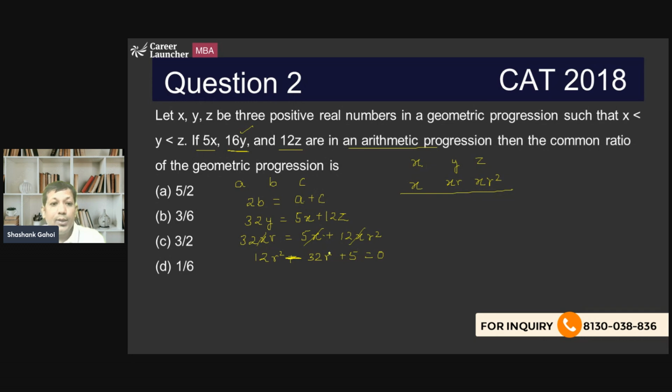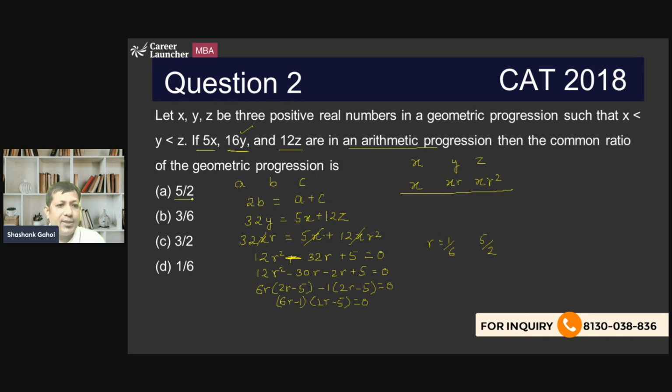Now we are going to have a quadratic equation. Now our job is to solve the quadratic equation, so I'm going to solve it. 12r square minus 30r minus 2r plus 5 equals 0. Okay, fair enough. Now I'm going to take 6r common: 2r minus 5, then minus 1 common: 2r minus 5, and that's equal to 0. So I have 6r minus 1 into 2r minus 5 equal to 0. So from here I can say that r is equal to either 1 by 6 or 5 by 2. Two values are there.